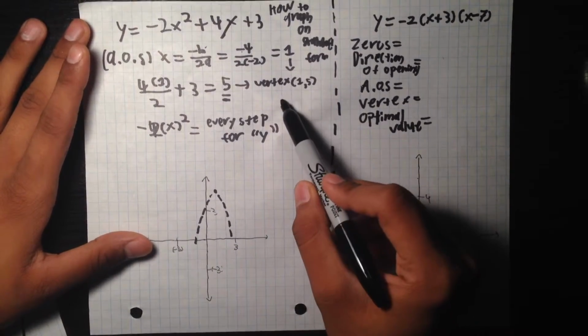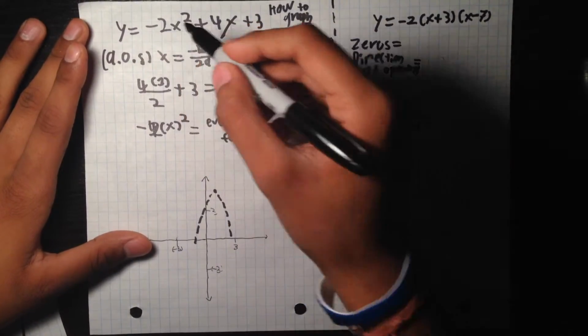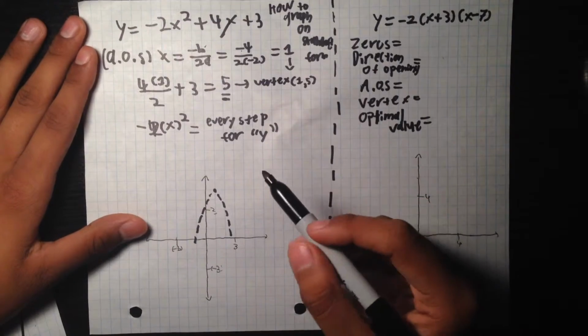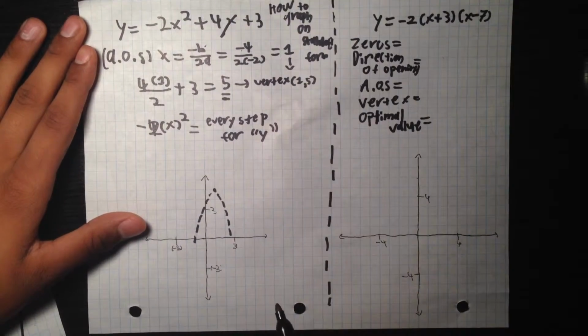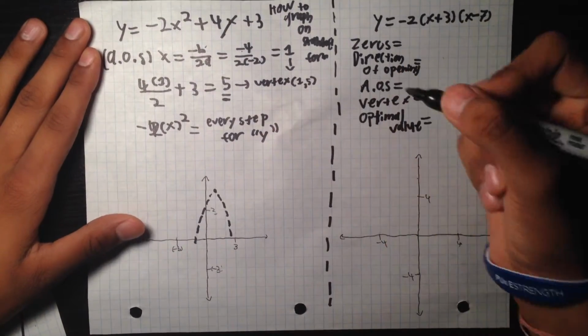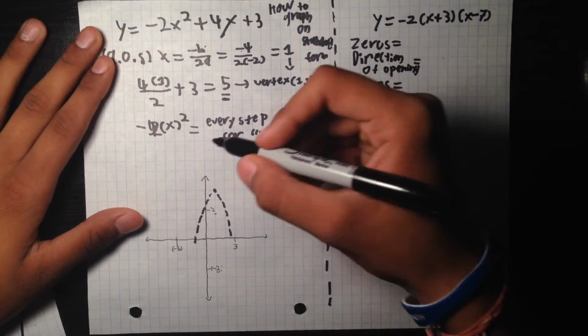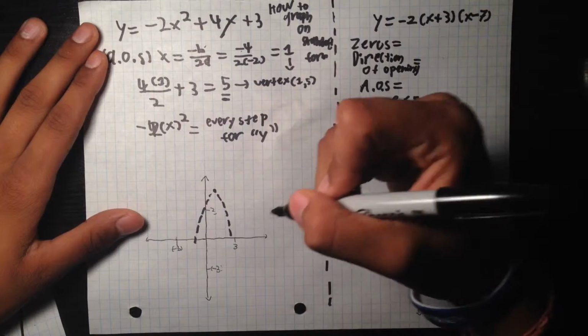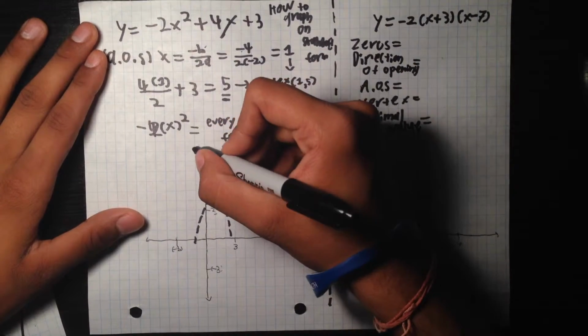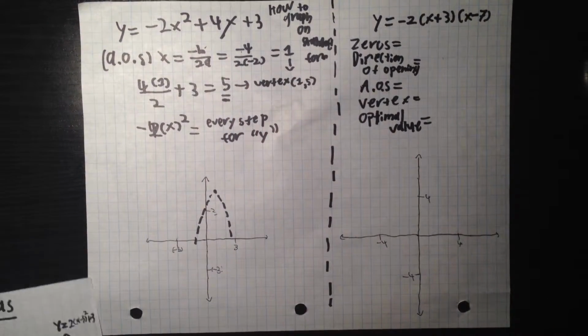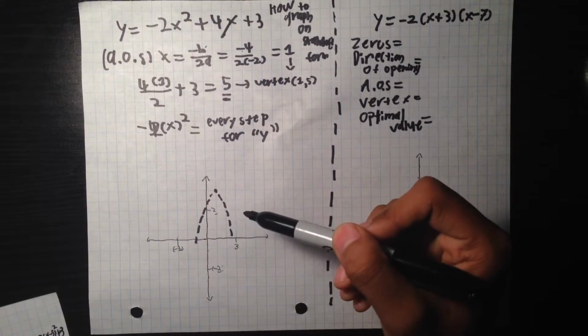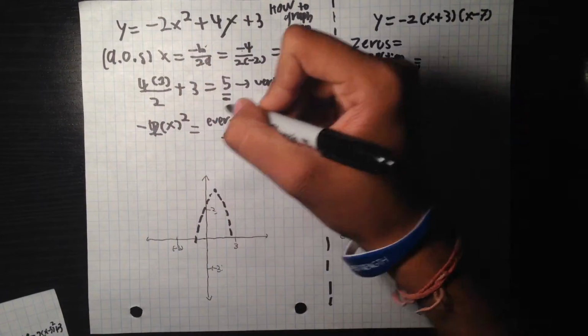So after finding your vertex, and you already found whether it's opening upwards or downwards, you can always tell by the a value if it's negative or positive. Again, positive means opening upwards, negative means opening downwards. So to find the X-intercepts, you can't do the step value first, but another easier way is using this.